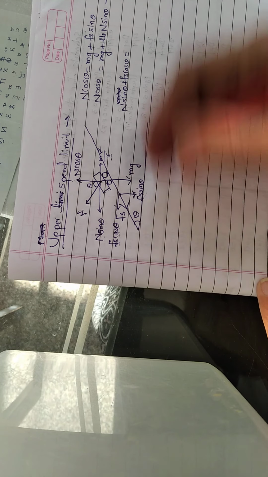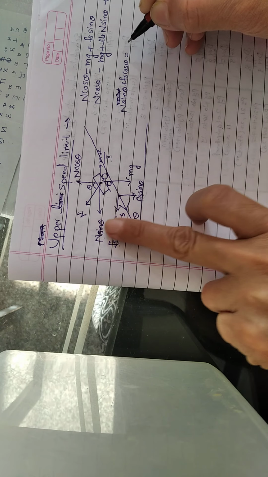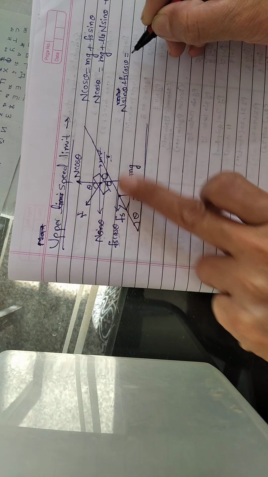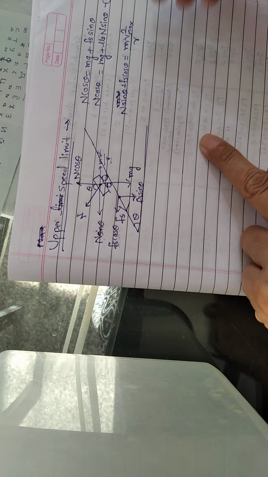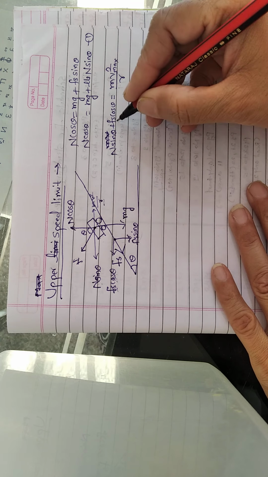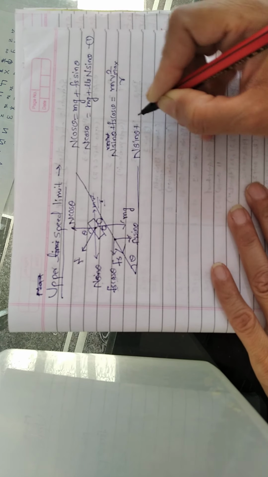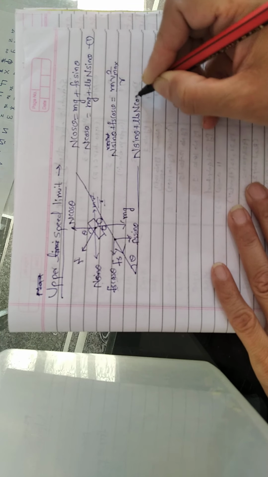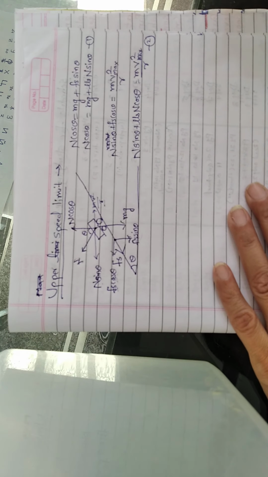Okay, come to this equation. n sin of theta plus fs cos of theta is equal to mv square upon r. This is the maximum speed. Okay, again we can substitute fs is equal to mu s into n. So n sin of theta plus mu s n cos of theta is equal to mv square upon r, that is the maximum. Let us consider this equation as 2.